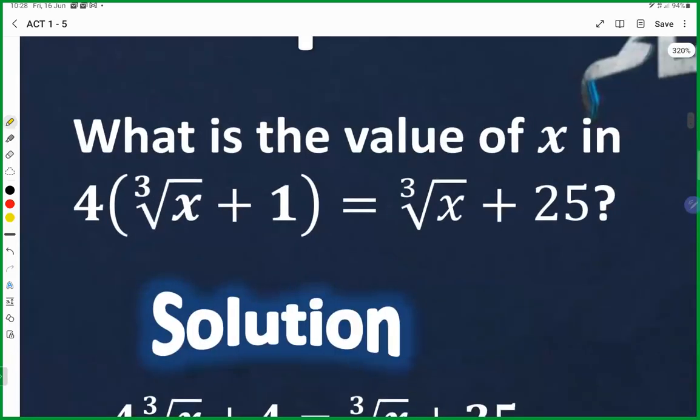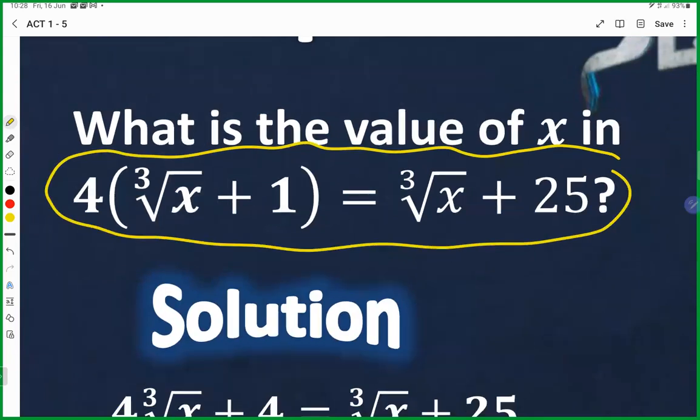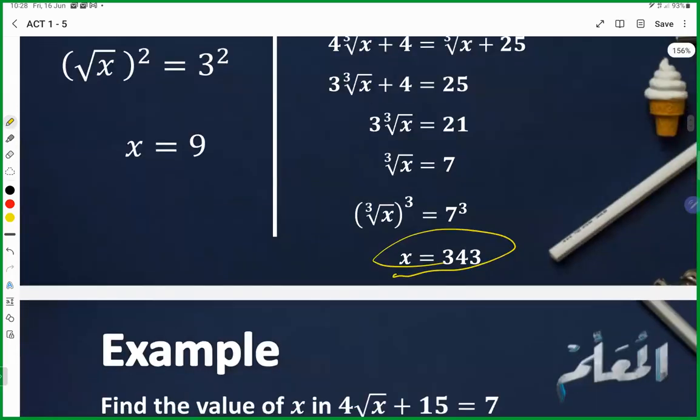Okay, such a question like this, I don't need to solve it by hand. You just plug it into the calculator, same as it is, and you press shift solve. Then what you'll get directly is x equal 343.